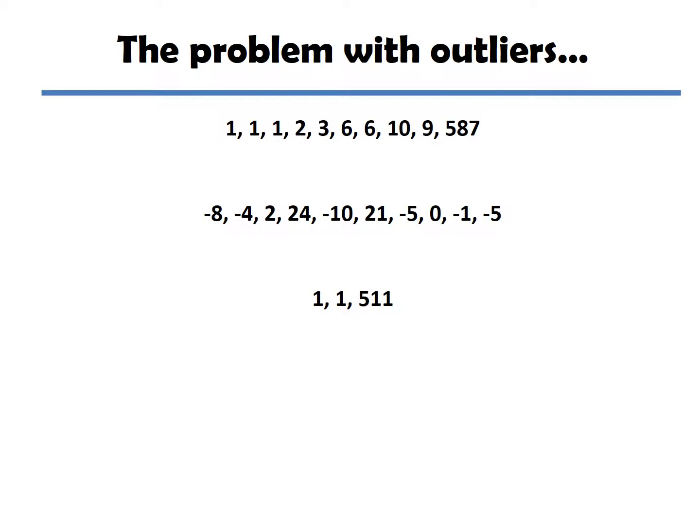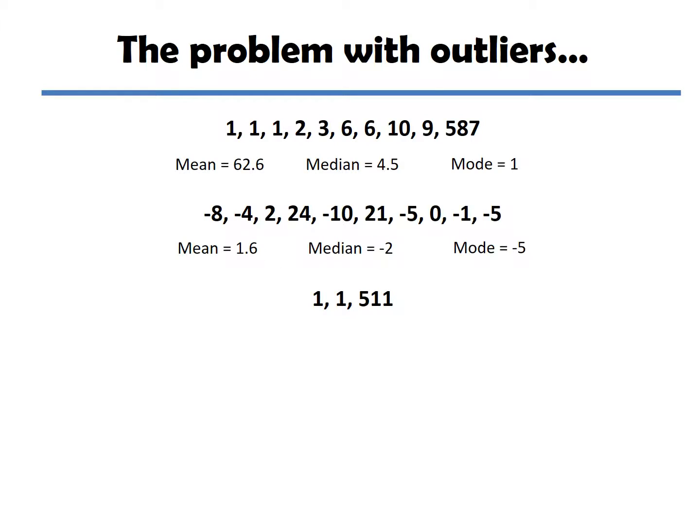So outliers, just understand the principle. Look at these three sets of data here. What's funny about them? Well, look at this one here. All of the numbers are between 1 and 10, except for 587. If I calculate the mean, I get 62.6. That's totally way weird, right? Because it's very different from the median. You can tell immediately just how different it is from the median.